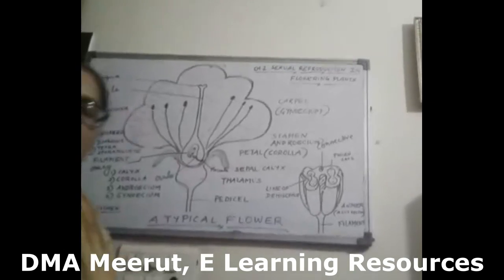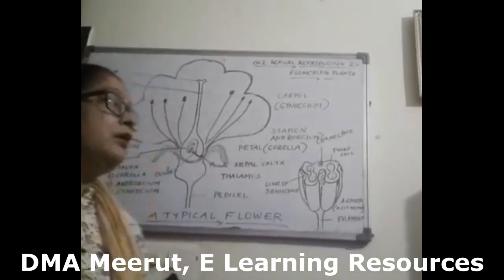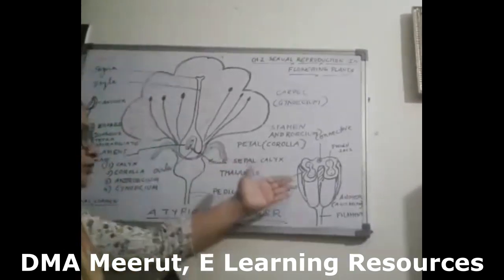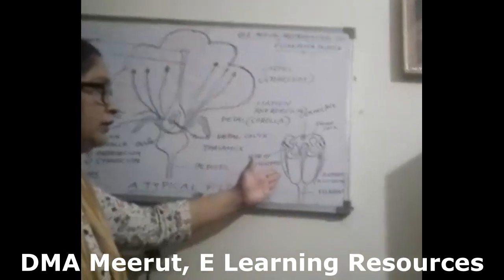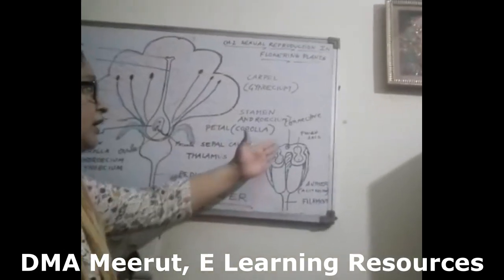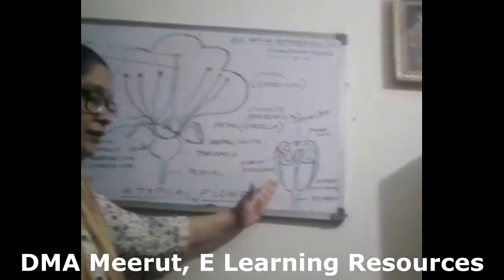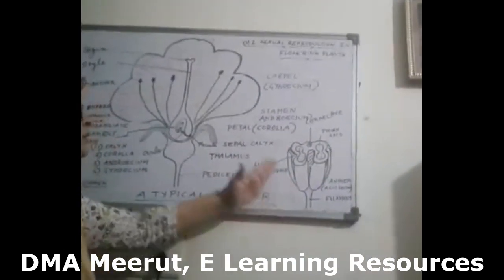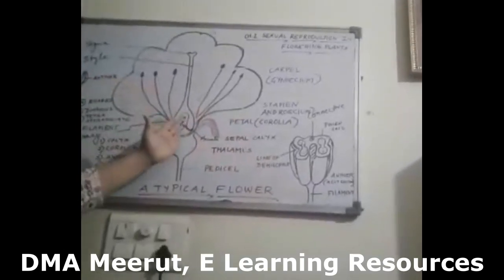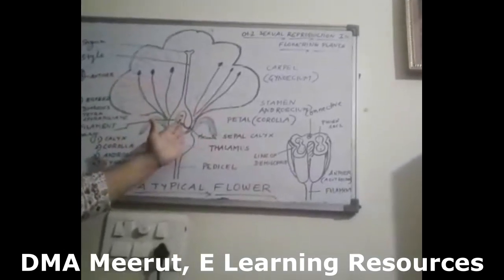In the next video I am going to share with you how the pollen grains are produced in an anther, or you can say more specifically in microsporangia. What are the different wall layers of anther and how megasporogenesis results in an ovule.